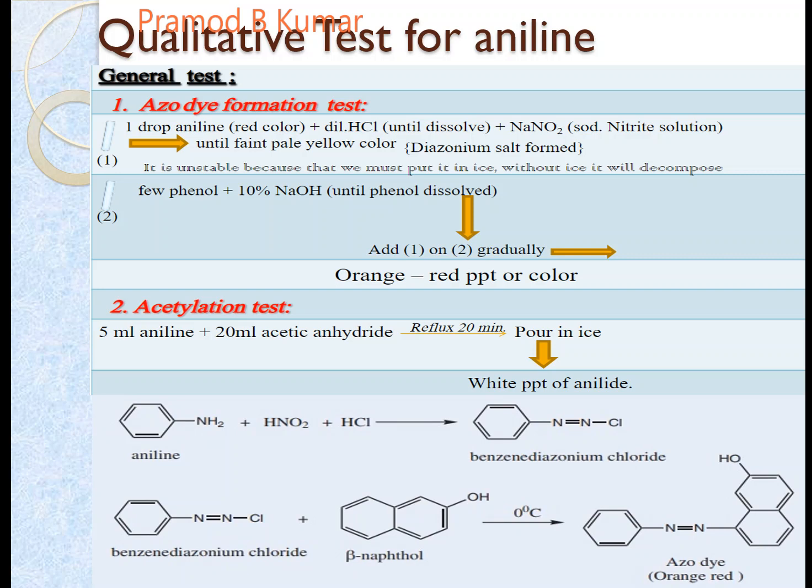Next is the acetylation test. You take 5 ml of aniline, add acetic anhydride, and reflux it for 20 minutes. Once you know that this is an aniline, to derivatize it you do acetylation. You pour it into water and you get a white precipitate of anilide, acetanilide.